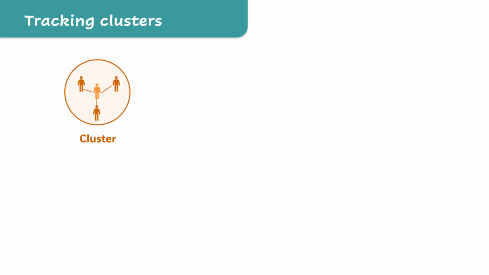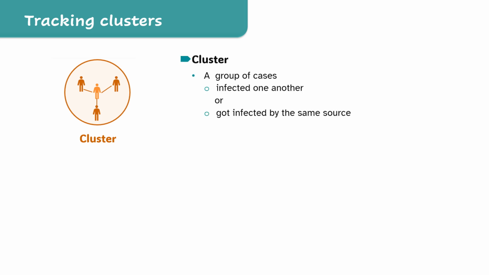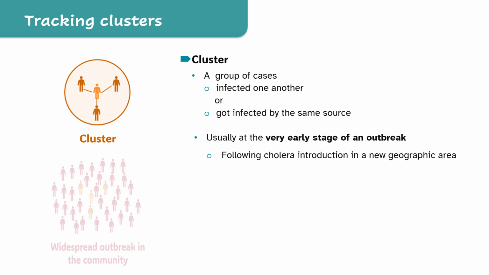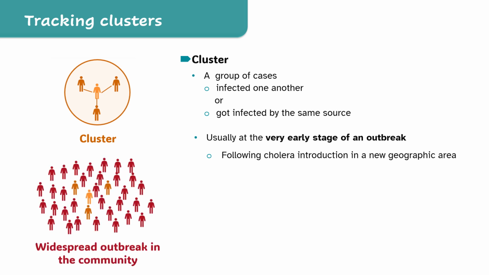Moving on to cholera clusters and the surveillance objective in that situation. There is a cholera cluster when a group of cases infected one another or got infected by the same source. Clusters are more likely to occur at the very early stages of an outbreak following the introduction of cholera in a new geographic area. If clustered transmission is not interrupted rapidly, cholera might spread in the community and cause a large outbreak that would be more challenging to control.